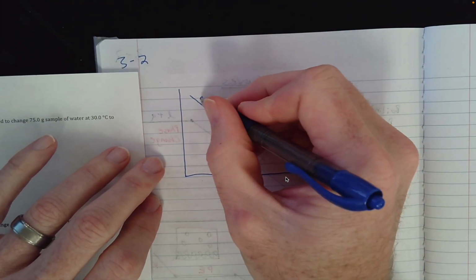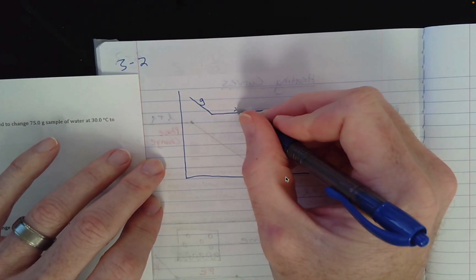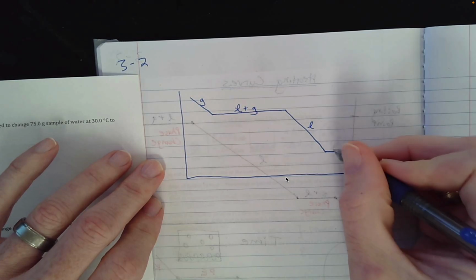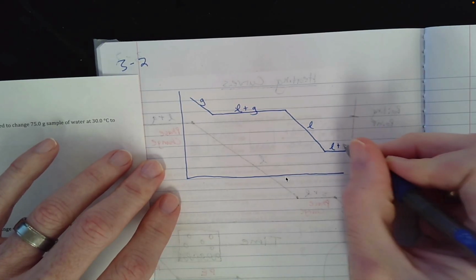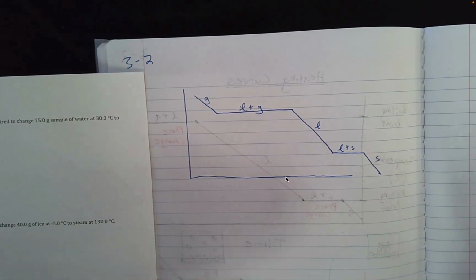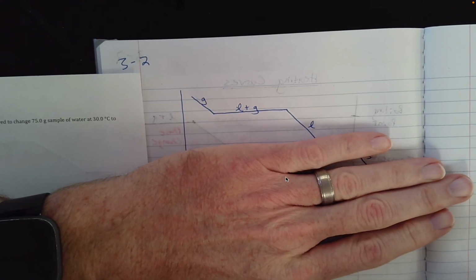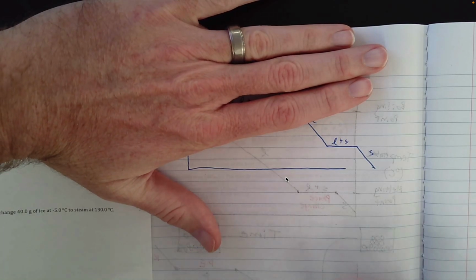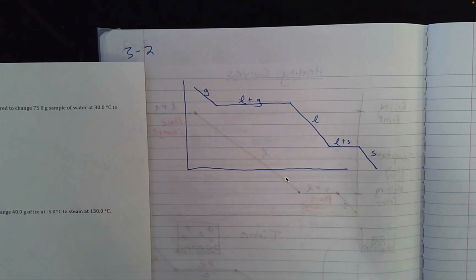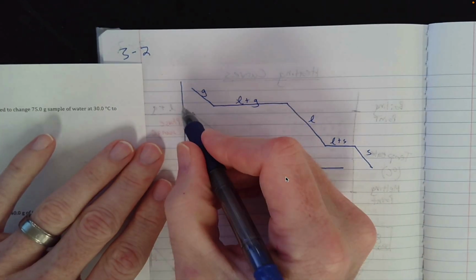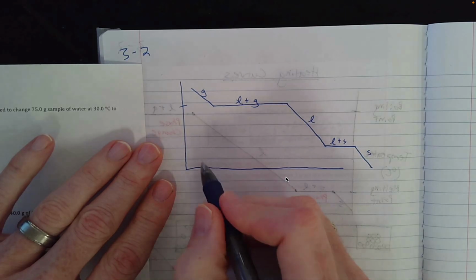So we have a gas here, and this is a liquid plus a gas, and then this is your liquid, this is your liquid plus a solid, and this is your solid. Again, they might just give you this part, or they might give you this part, right? It's your job to figure out which one is which, right? And we'll unlock that tool in a moment in a later video.